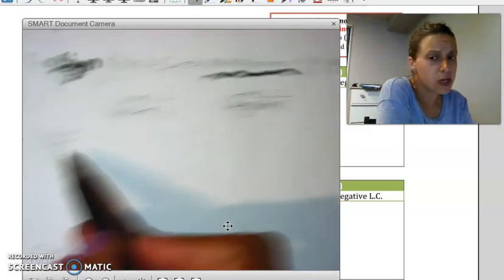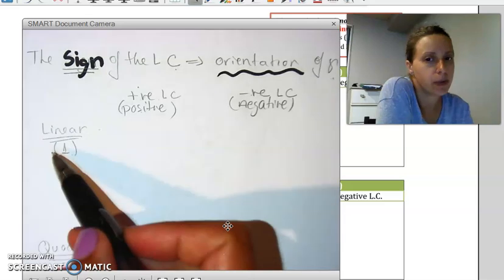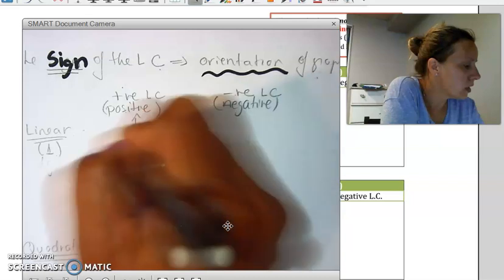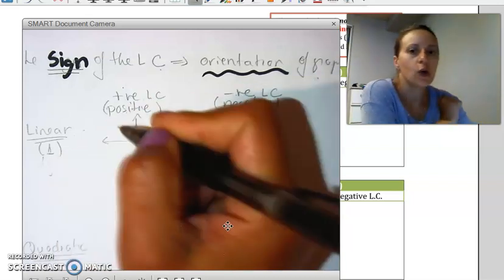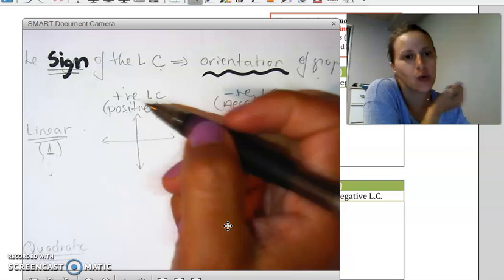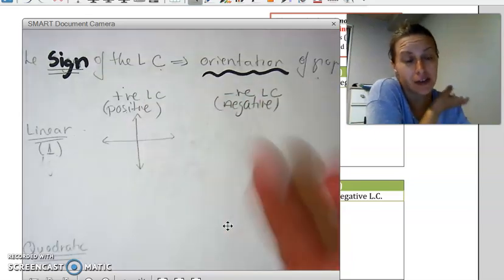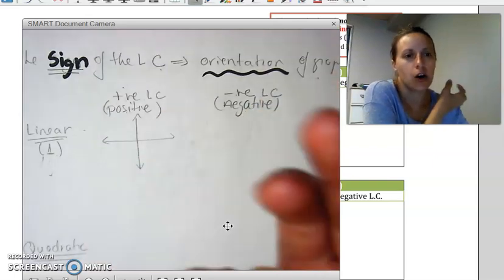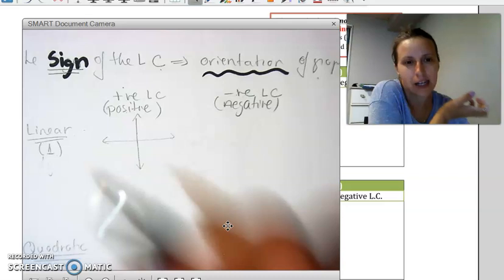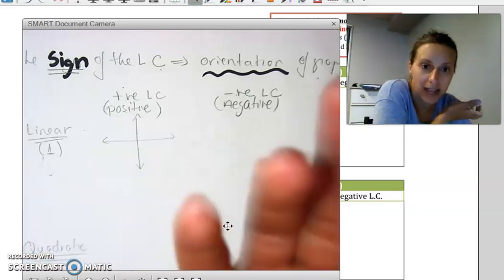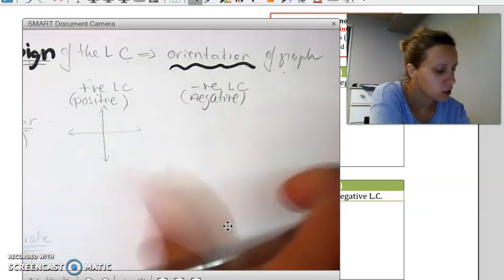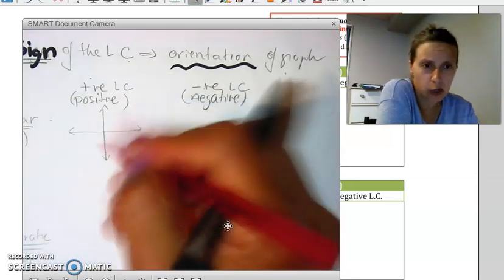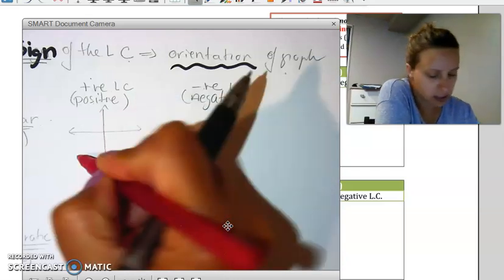Now, I've already given you the orientation for all of the positive leading coefficient, but I'm going to give you a little bit more detail in terms of what we call the end behavior of the graph, the orientation of the graph. If you want to be very specific about it, we call it the end behavior, and we are referring to how the graph starts and in which quadrant, and where the graph ends, which quadrant.